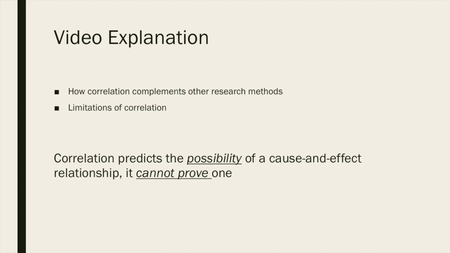So this video is about how correlation complements other research methods and the limitations of correlation. So when studying correlation, you have to remember that it predicts the possibility of cause and effect, and it cannot prove one.